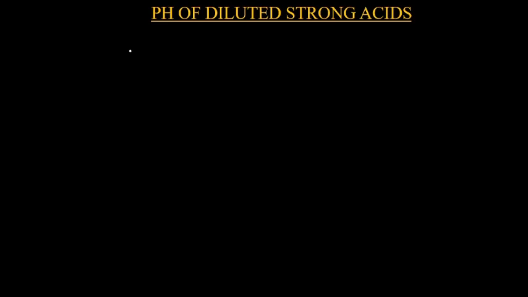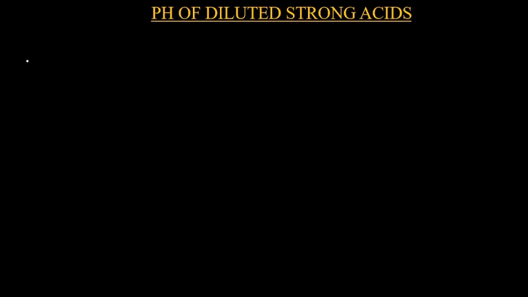In this tutorial, we'll be looking at pH of diluted strong acids. Okay, so let's get started. Now, for diluted strong acids, there is something about them. We would end up having the pH being a little bit above 7, which is not possible. It's supposed to be below 7. So in this tutorial, we'll look at how to go about such questions.